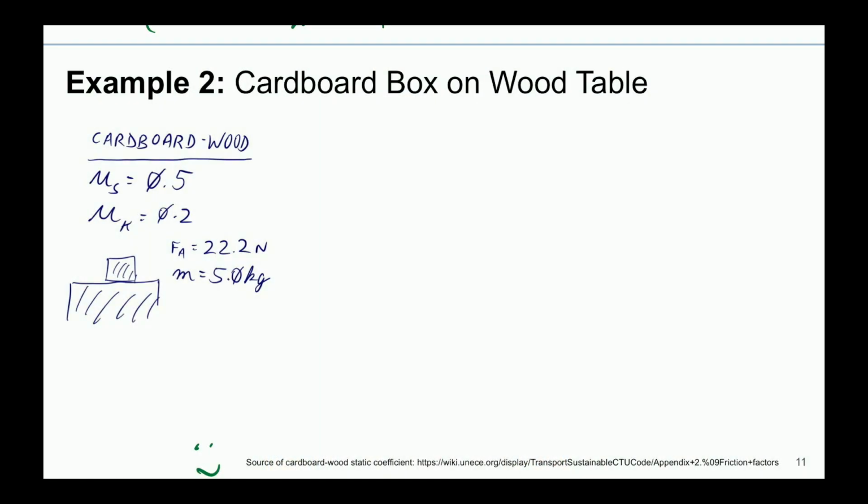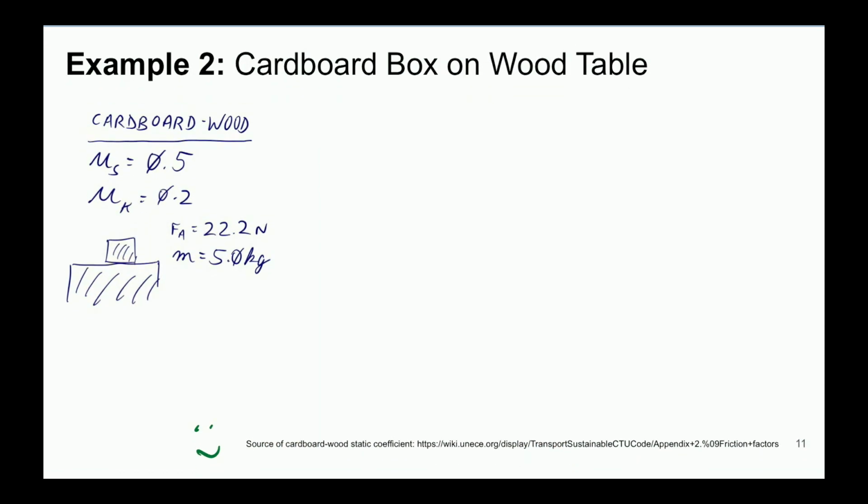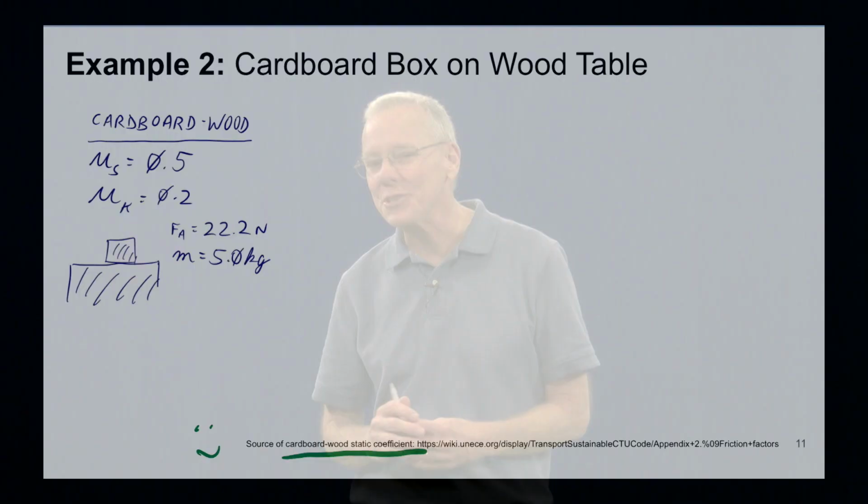Now it might be different. It might be that the block was static, in which case there's a different path we have to go. Let's take a look at that path in the next problem. I've got a cardboard box on a wood table. I had to look up online the coefficient of static friction and kinetic friction for cardboard and wood, and I found this online. It's interesting. Why would you want to know this? Well, truckers need to know this, right?